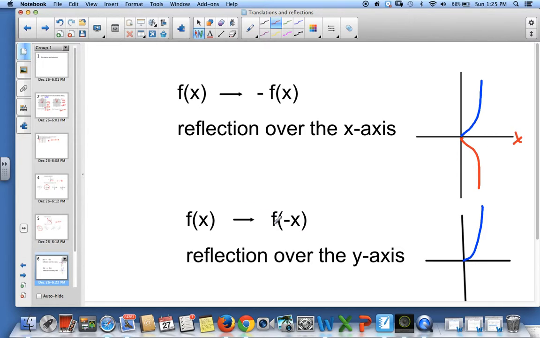Y equals f of negative x is going to be a reflection over the y-axis, which this is the y-axis, so it's going to look like this. And that's kind of the basics of what we have there.